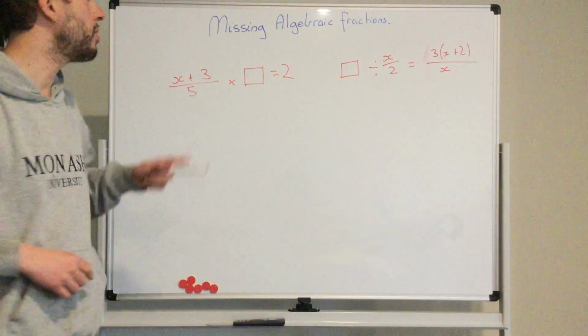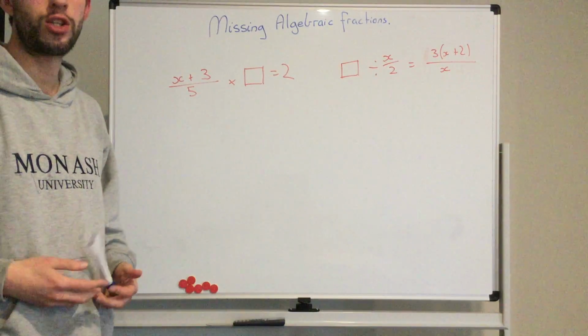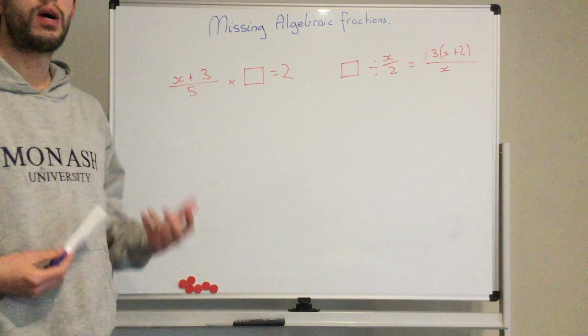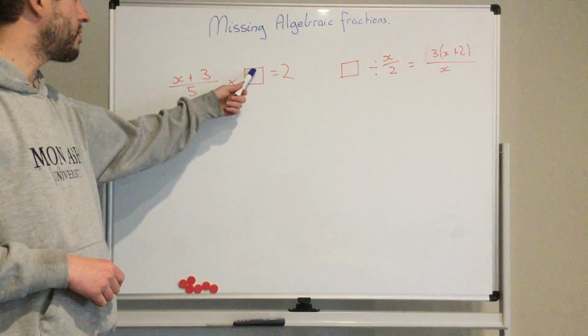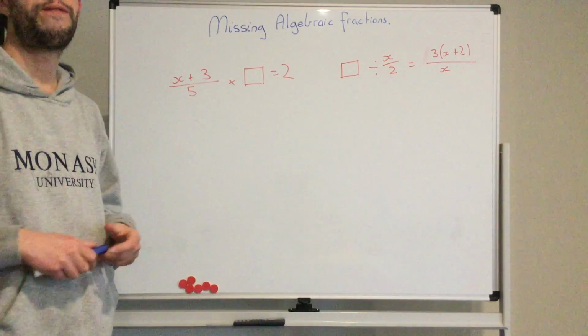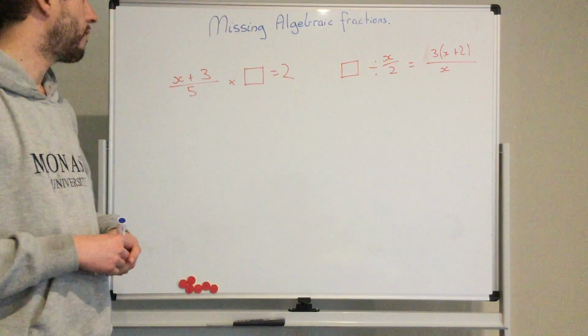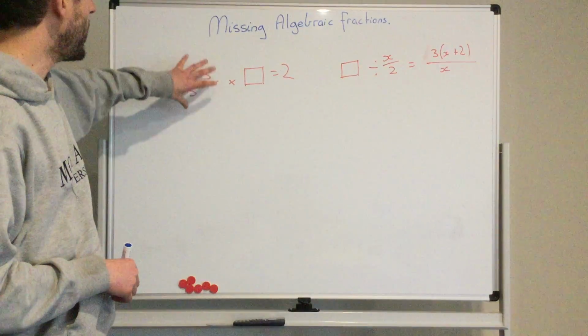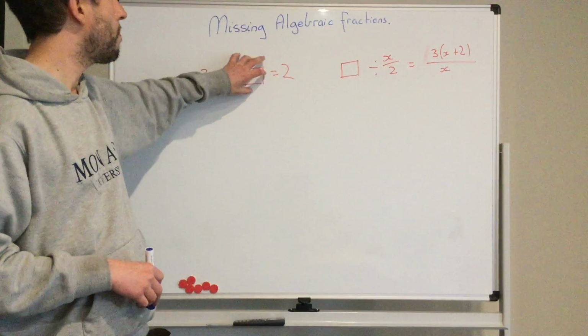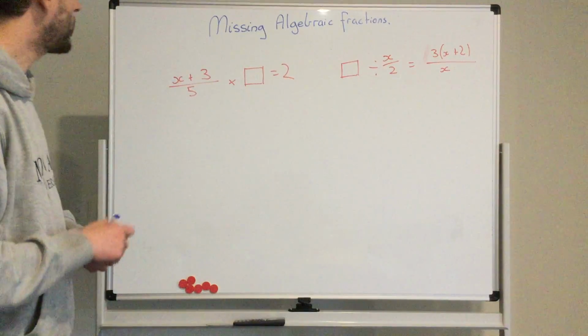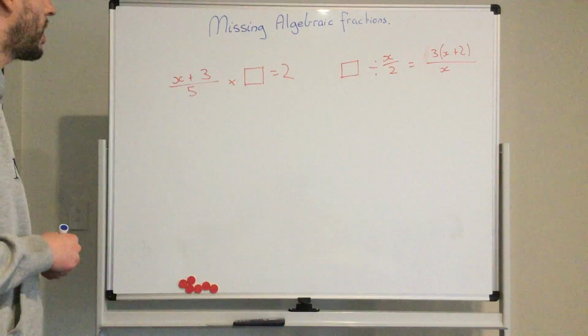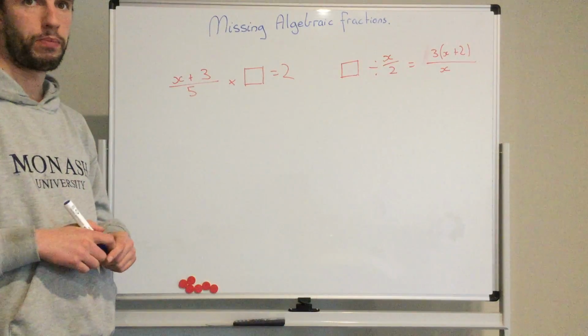So we are looking at missing algebraic fractions. Now the first thing I want you to think about is when we have something missing that we want to find, the way we do it is getting it by itself. That means I want to get this all by itself. So the way we do that is quite simple.